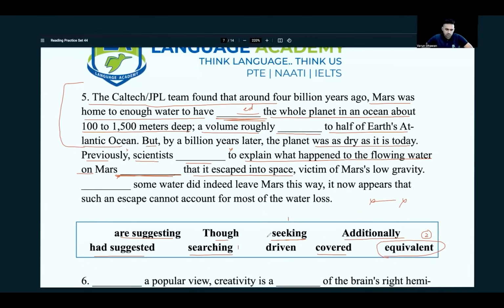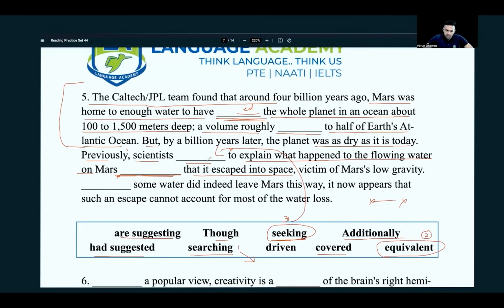Now, will it be seeking or searching? What is the difference between searching and seeking? Searching is when you are still trying to find an answer, you're not sure. Seeking means when you're willing to get the answer. I'm seeking to do this thing, means I'm determined and I want to do it. Means when they wanted to explain in the past. But searching is when they're not ready to explain. They're still searching about it. So if you're searching, you can't really explain. Previously, scientists seeking to explain will be the right answer over here. Seeking to explain what happened to the flowing water on Mars dash that it escaped into space. What will be the answer over here?